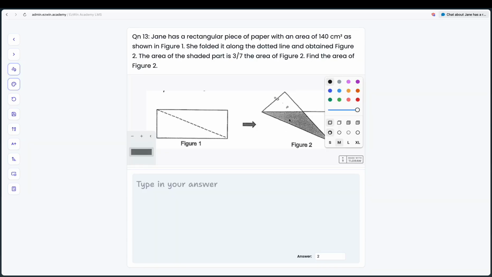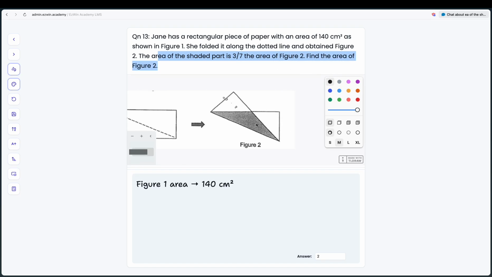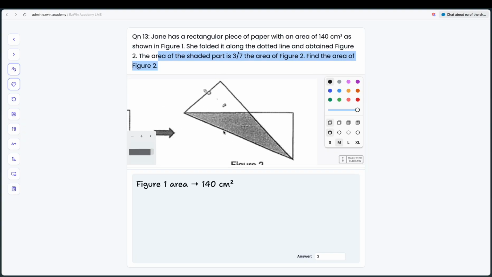Alright, so we know that the total area of figure 1 is 140 centimeters square. So I just put figure 1 area is equal to 140 centimeters square. Then we know figure 2 over here, the area shaded is 3/7 of the area of figure 2. So what does this mean? This means that the shaded area is 3 units. Let me put this in red. So the area of this is 3 units.